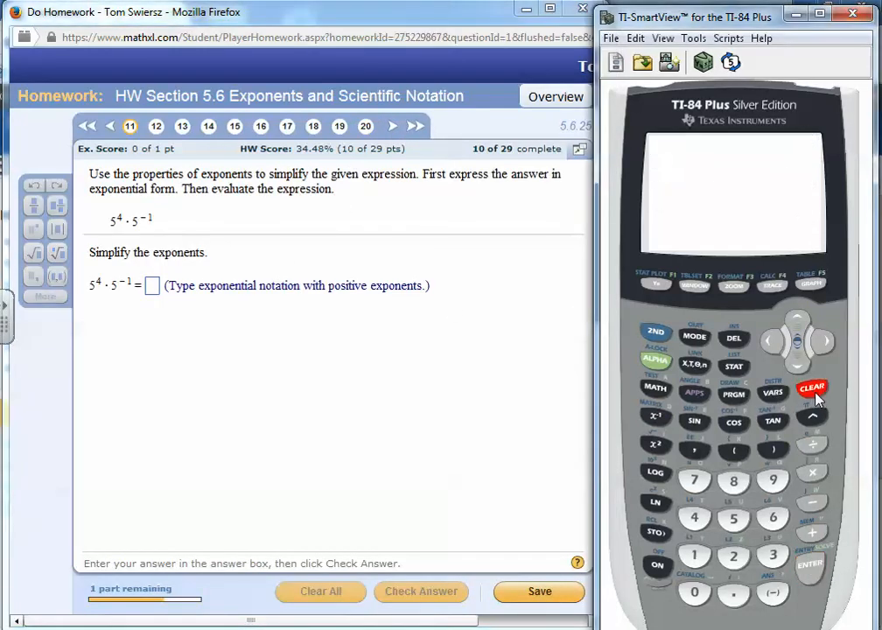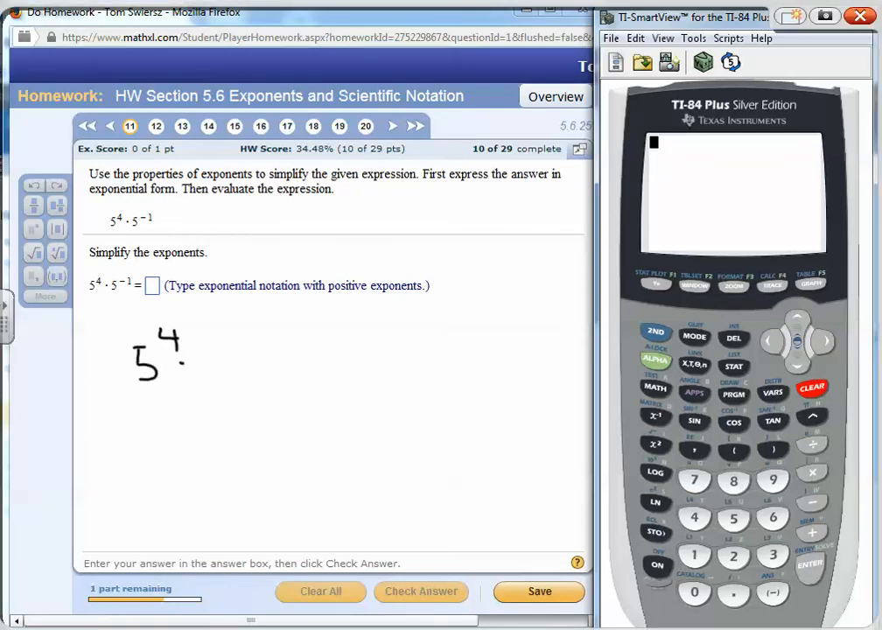Okay, 5 to the 4th times 5 to the negative 1. The base is the same, you're multiplying, so what do you do? You add the exponents. It will work for negative exponents. So 5 to the 4 plus negative 1, sorry, that should be a negative 1, is equal to 5 to the 3rd power.